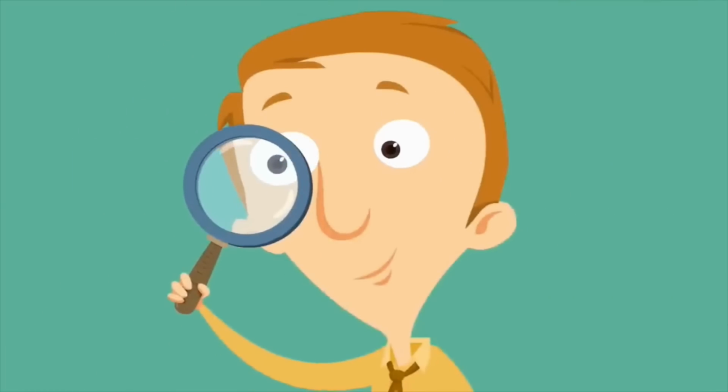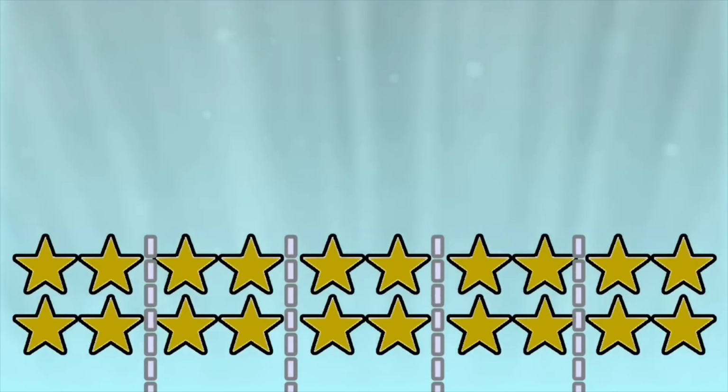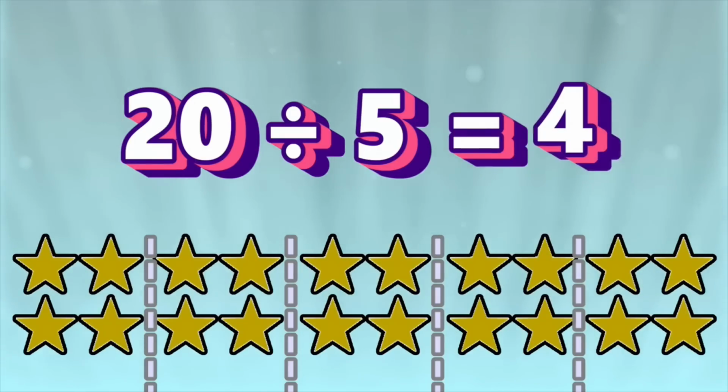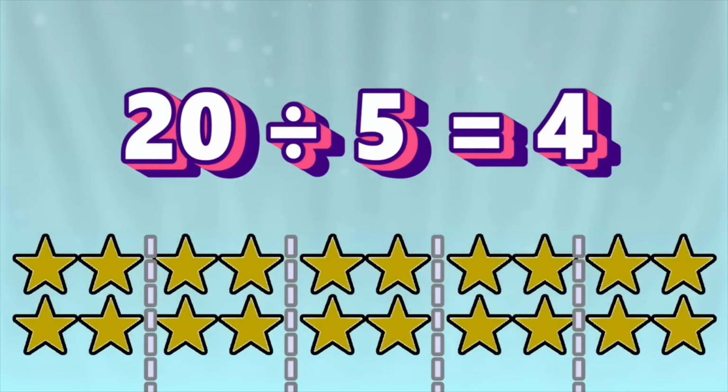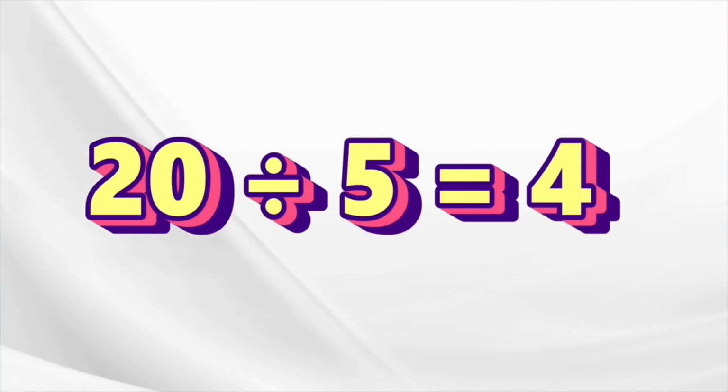You know what? Let's look at just one more division review problem. There are 20 star stickers, and 5 kids want to split them up evenly so everyone has the same amount. 20 divided by 5. What is 20 divided by 5? Yes, 4. 20 divided by 5 equals 4. Each kid would get 4 star stickers. 20 divided by 5 equals 4.